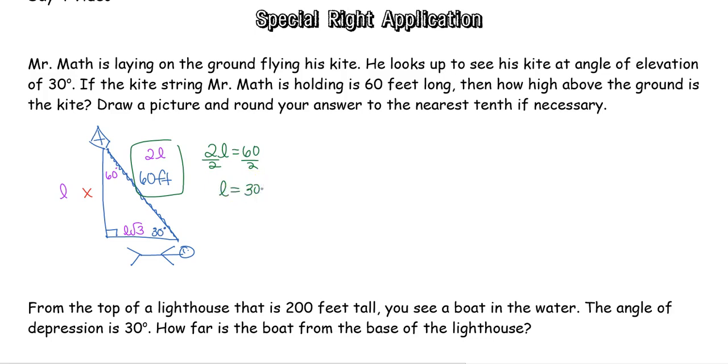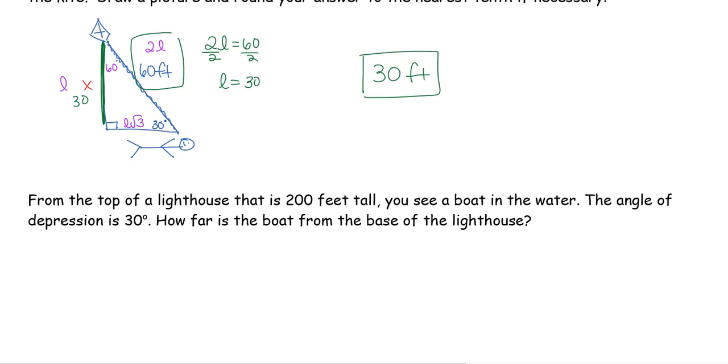Now we have to see which part of our triangle we are actually looking for. We want to find out how far above the ground is the kite, which means this is our X, which is representing the L portion of our pattern, which means that this is going to be 30. So our kite is 30 feet above the ground. All right, then next one.